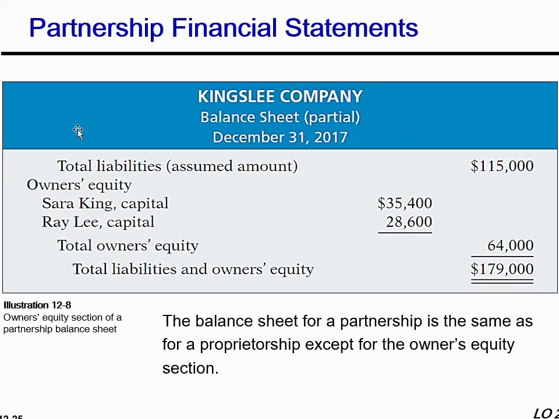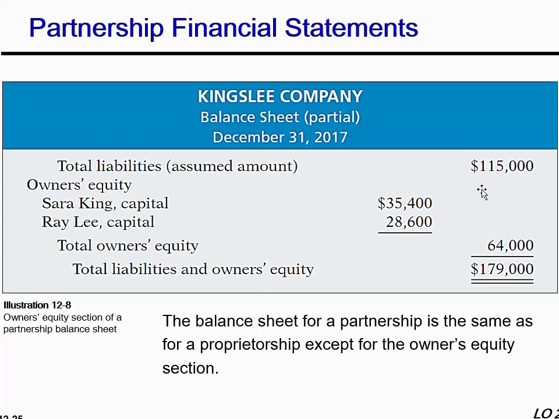I'll show you the balance sheet part for the capital. We assume that the total liabilities are 115,000. I'm putting owners' equity, and in owners' equity I have Sarah and Ray, both capitals given. We just calculated these balances, 35,400 and 28,600. So the total capital balance is 64,000, and the total of liabilities and equity is 179,000. The rest of the balance sheet has no change.